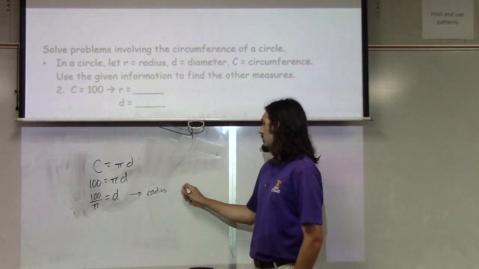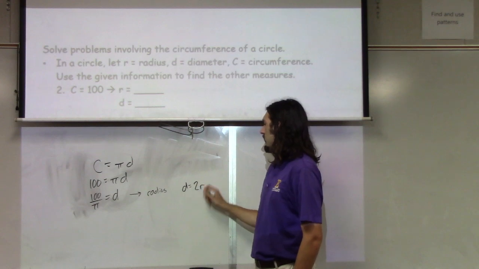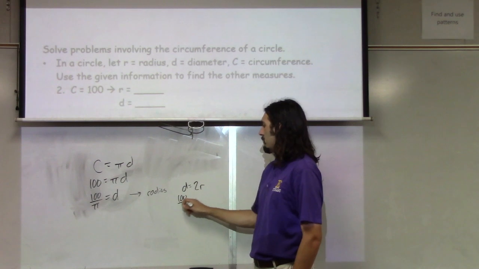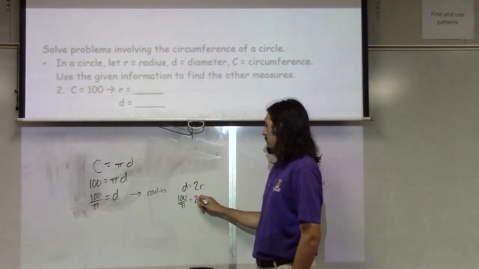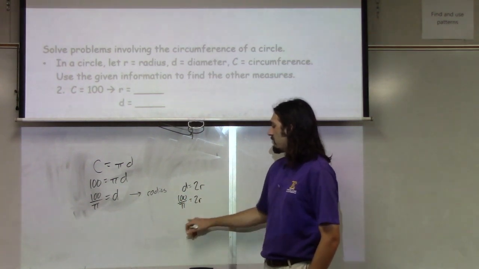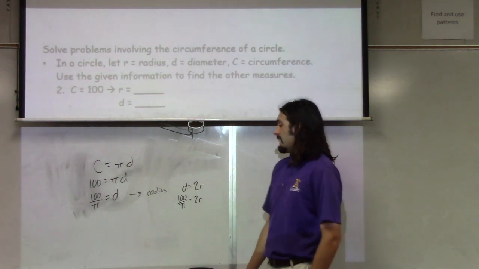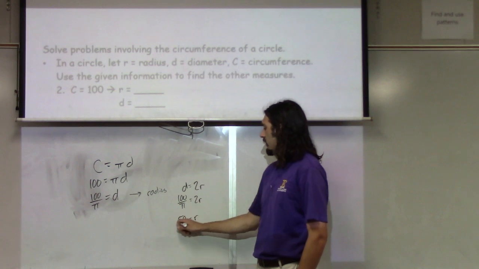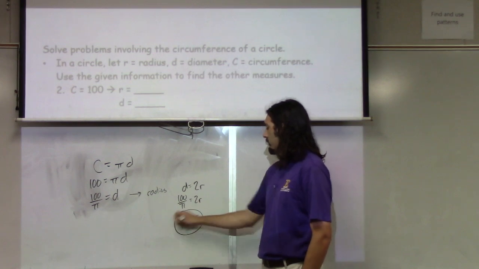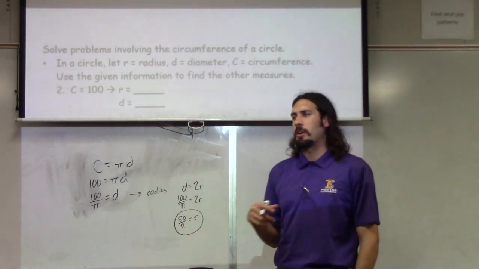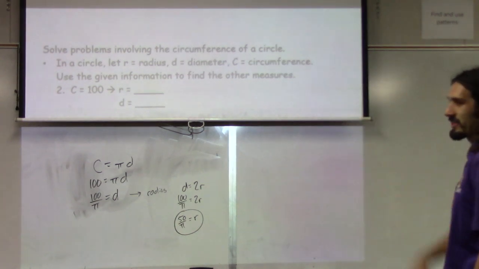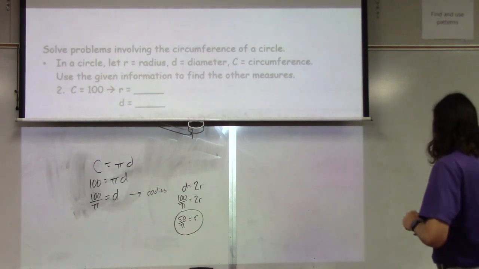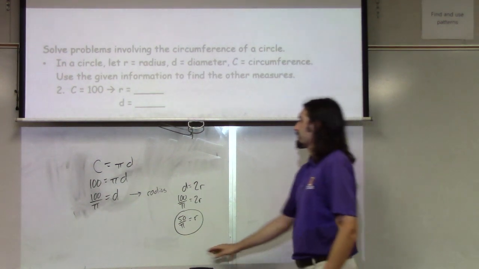well, I know that since my diameter equals 2 times my radius, I can replace diameter with what we just found, 100 over pi is equal to 2 times my radius. All I have to do is divide by 2, and in so doing, we get that the radius is equal to 50 over pi. And so we found both our diameter and our radius. Fractions, leave them. They're totally fine. So we got those values right there, no problem.